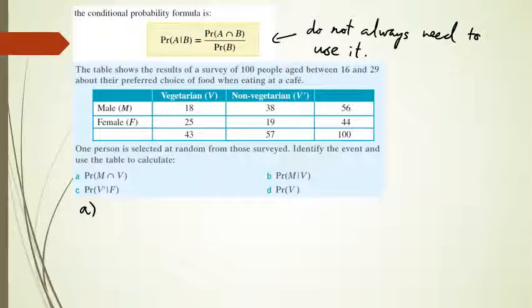A, probability of M intersection V. So M is here, V is here, the intersection where they cross over is that one, so it's 18 out of a total, which is 100.